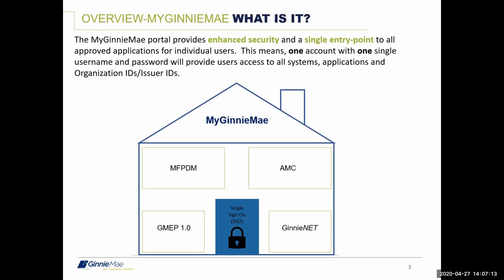So what will happen is you'll have one username, which is your email address, and one password with a one-time PIN that you will enter when you go to MyGinnieMae, and that will get you into the MyGinnieMae portal. Once you are in there, and your proper roles have been assigned, all of the systems that you need to access will be available to you. You will not need to log into GMAP 1.0. You will not need to log into GinnieNet. You will not need to log into the Access Management Console. Everything will be available to you because you have made it through that very secure front door.